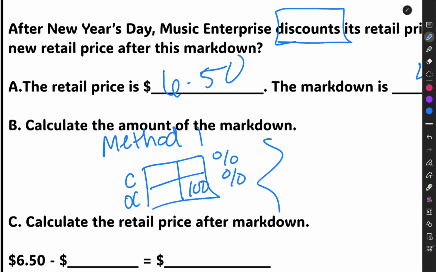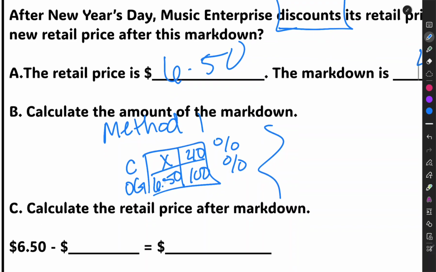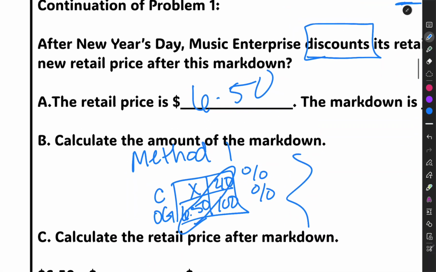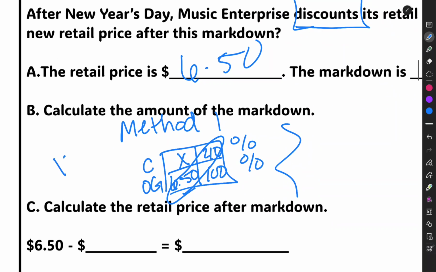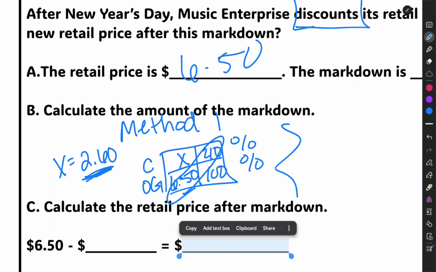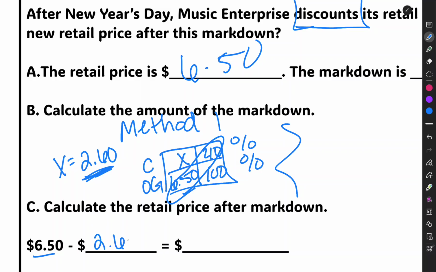We have the change over the original. The original price was $6.50 and the percent is 40% off. So how much is coming off the original price? When we cross multiply and we divide, we find out that X equals $2.60. But because this is a discount, this is how much is coming off the price. So if originally it was $6.50, we're going to take away $2.60 and we're going to be left with $3.90.